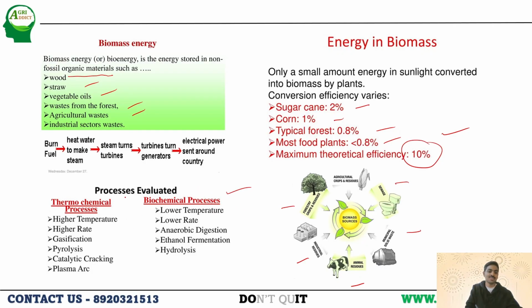Now when the biomass is converted into energy, some chemical process will take place. First, it is a biochemical process or a thermochemical process. Both processes will not occur at a time. In some cases it will be thermochemical and somewhere it will be biochemical. If thermochemical is occurring, high temperature and higher rate will be there, with gasification, pyrolysis, catalytic cracking, and plasma occurring. If it is biochemical, lower temperature, lower rate, and anaerobic digestion will take place. There is biogas production, which you can consider a biochemical process, and hydrolysis and ethanol production. Okay, make a note of it.